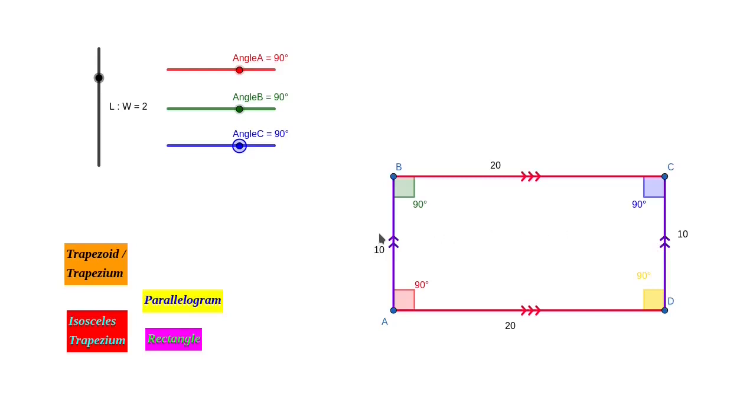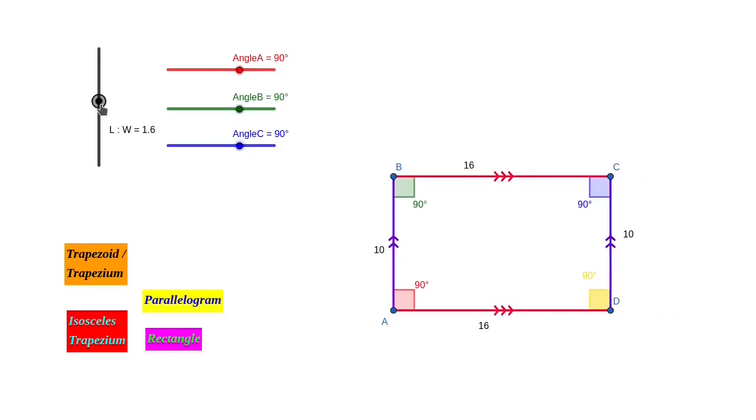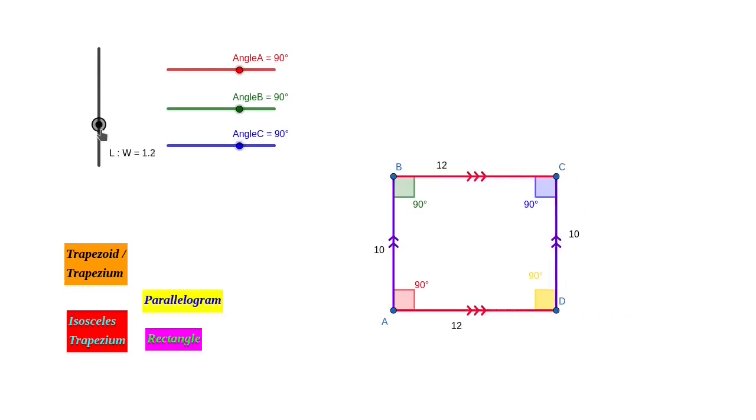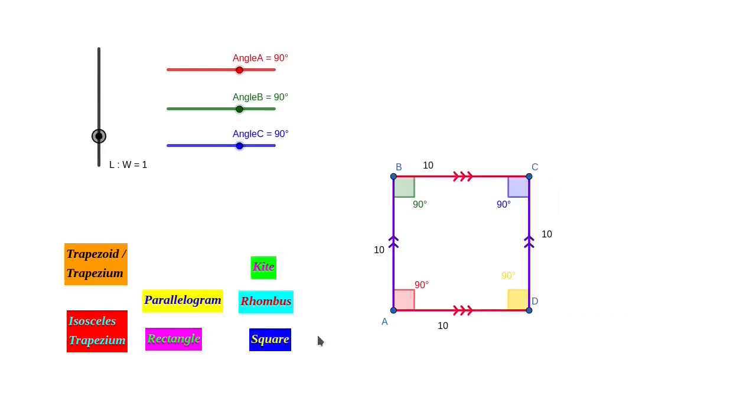In the rectangle, the opposite sides are equal to each other, also parallel, and the length and width are not the same. Here we choose the length to width ratio as 2. That's why if the width is 10, the length is 20. Now we will create a square from this. So what we will do, we will change the ratio to 1. Let's see, we are decreasing, and when it becomes 1, we can see it is a square.